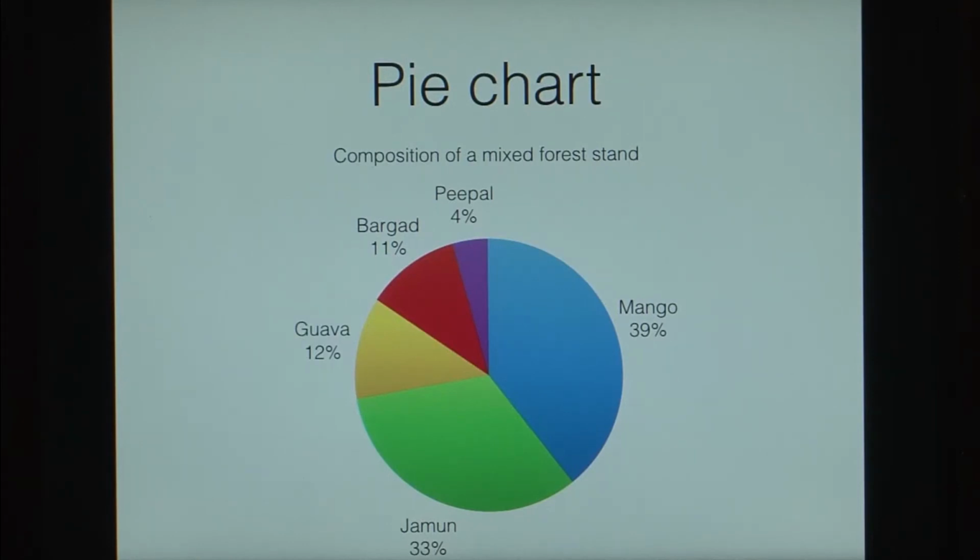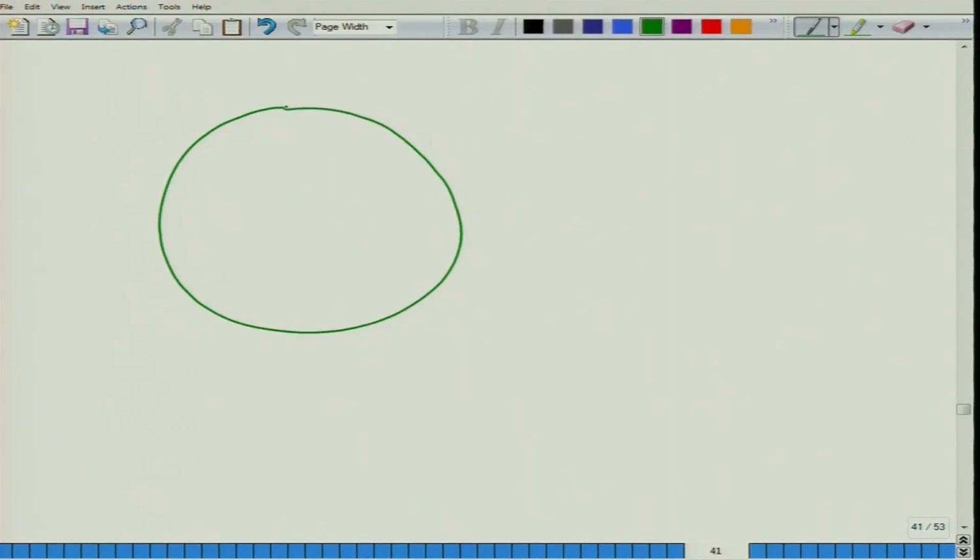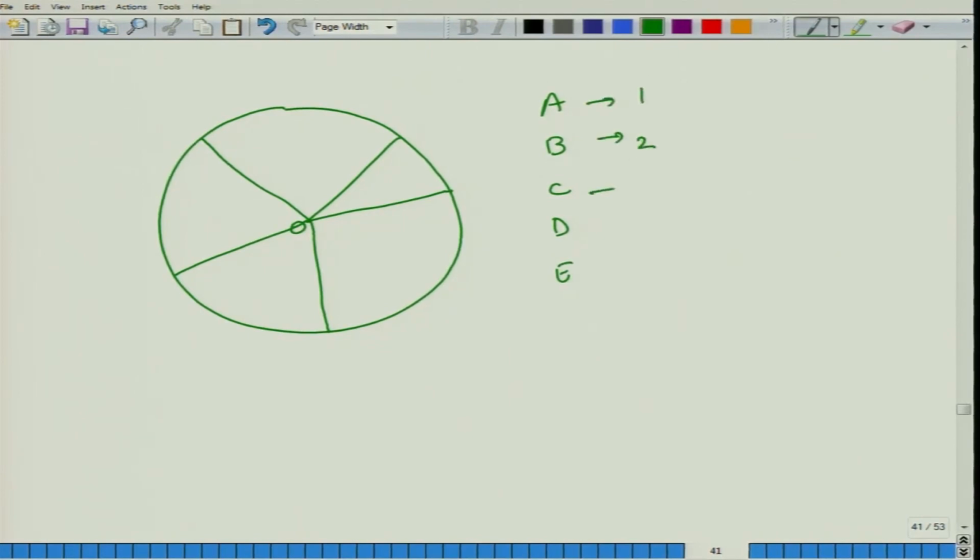So, how do we make a pie chart? A pie chart consists of a circle with a center O, and it is divided into a number of wedges. Suppose we had 5 different data values, A, B, C, D and E, and the values were, say, 1, 2, 4, 5 and 3.